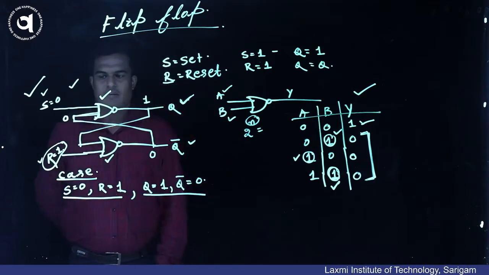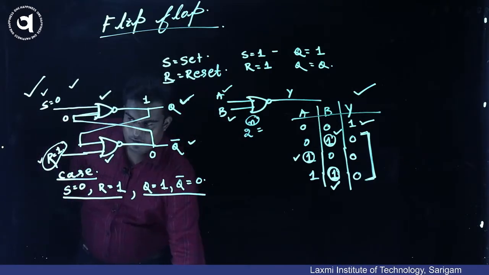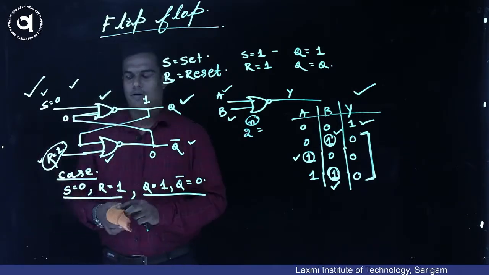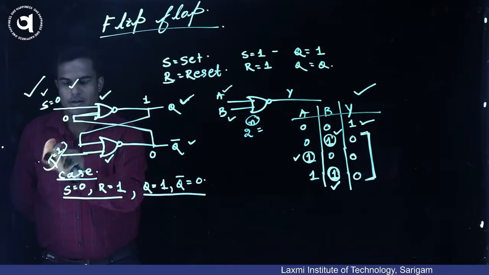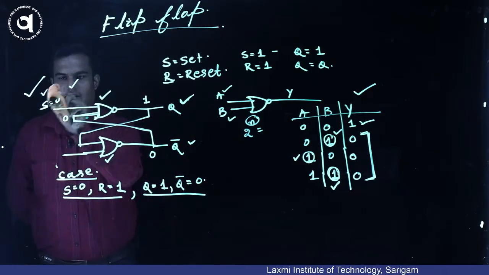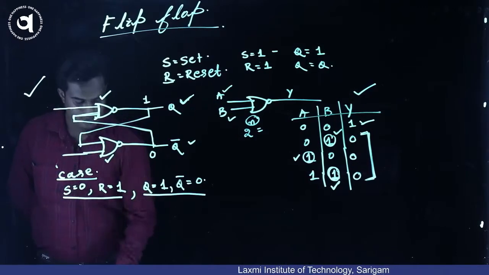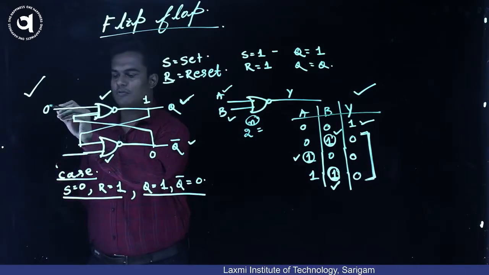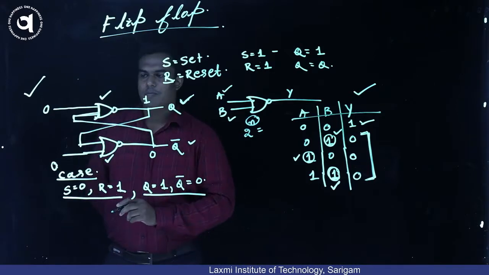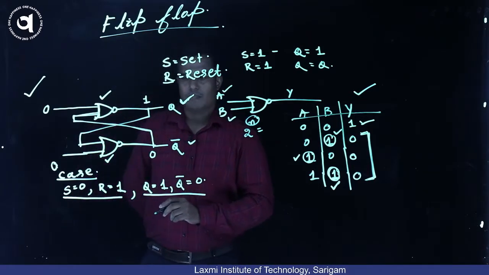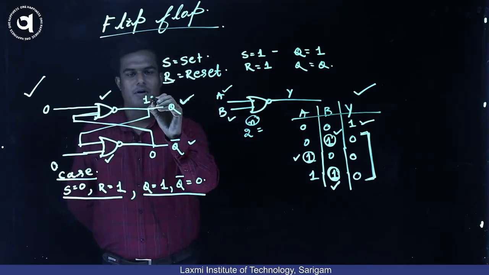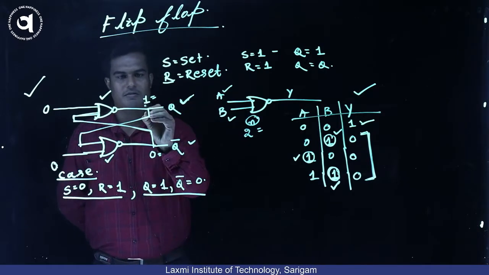Now we will see how it works like a memory. As I told you, memory is nothing but whenever we remove the input, it will retain the same output. So here let me remove the input. Now I can say the inputs are 0 and 0. Both the inputs are 0. And my previous output is 1 and 0. This is the previous output.